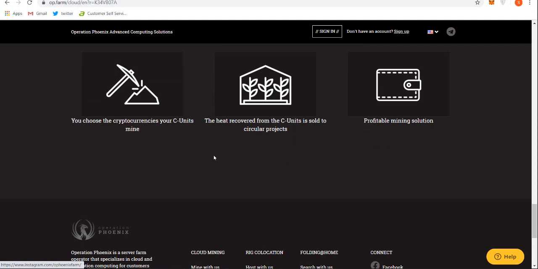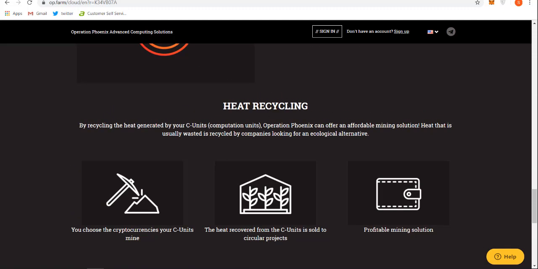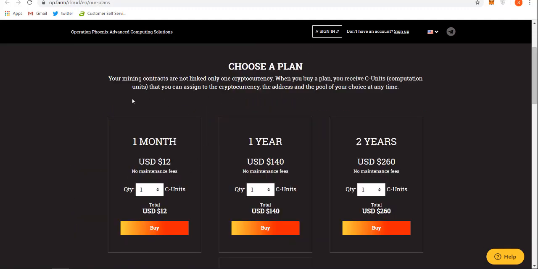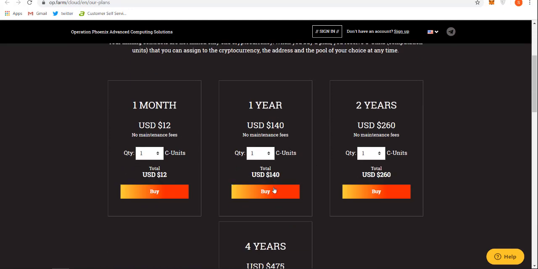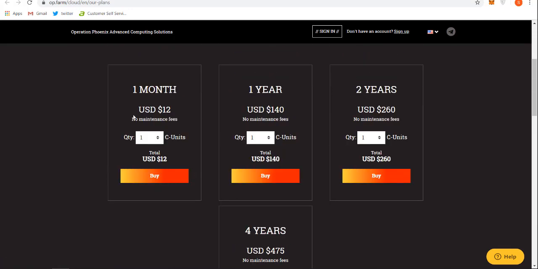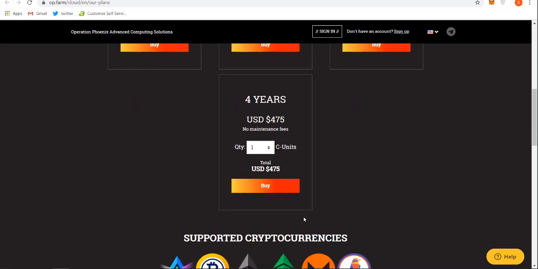So now let's see what plans they are offering to us. You can choose between the different plans, that is 1 month, 1 year, 2 years or 4 years. It is starting from $12, and the plus point about this is that no maintenance fee is charged. You can select whatever plan you want, and then you can choose accordingly.